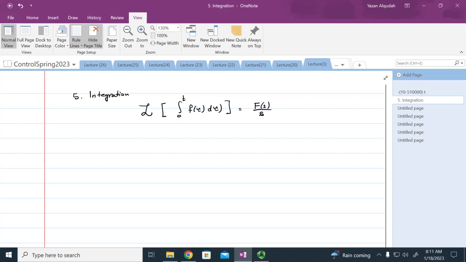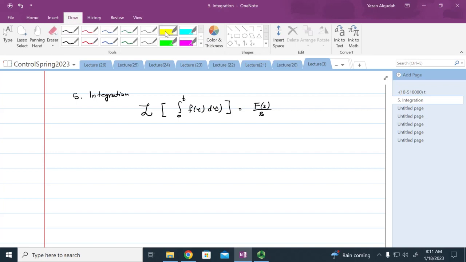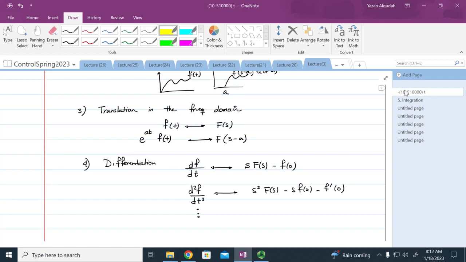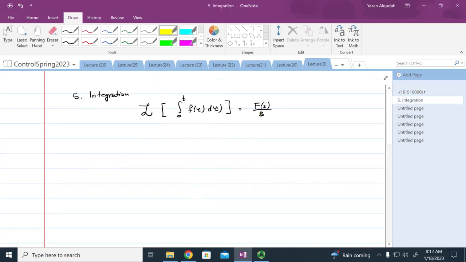Now we notice here, when we integrate, what's going to happen to F of s? It's divided by s. When we differentiate, what's happening to F of s? It's multiplied by s. So every time we see an s in the numerator, we know this is coming from a differentiator. Every time we see s in the denominator, this is coming from an integrator. And we'll be using that later on.